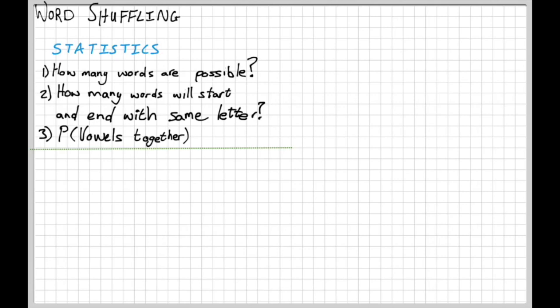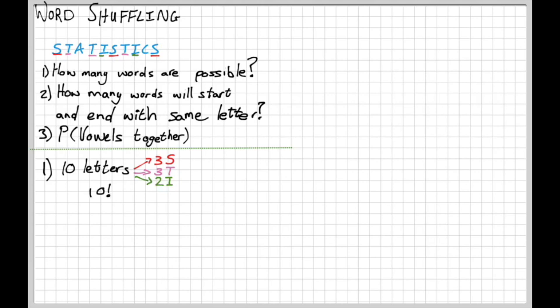How many words are possible? Let's go and have a look. There are 10 letters, of which there are the S's that repeat itself, the T's that repeat itself, there's 3 of them, and then there's also 2 I's. So I gave you a word with quite a few repetitions. So we're gonna have fun.